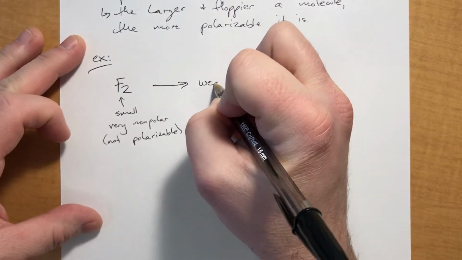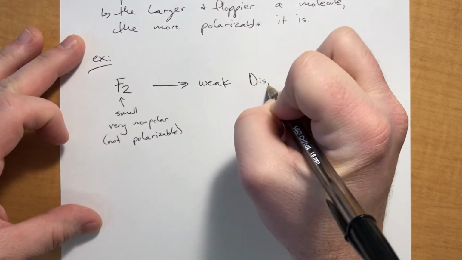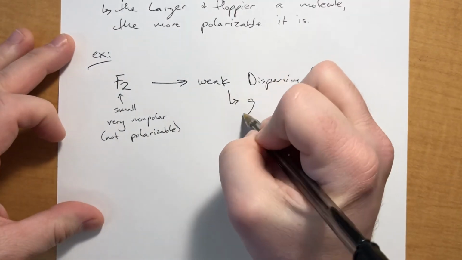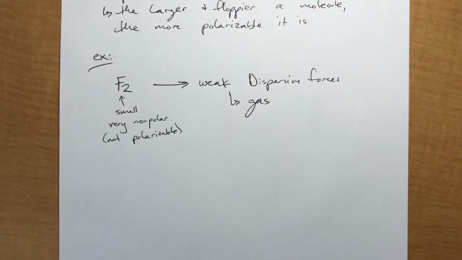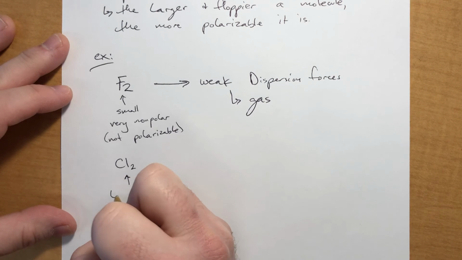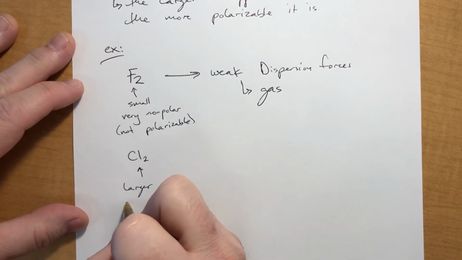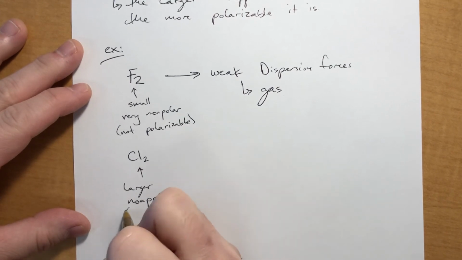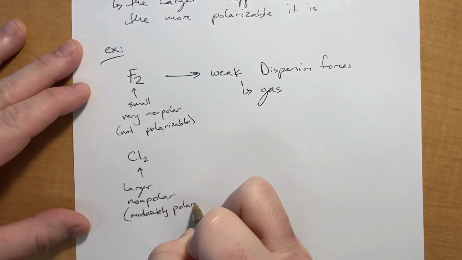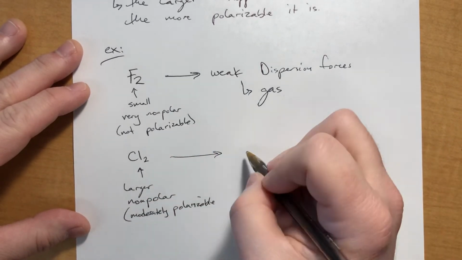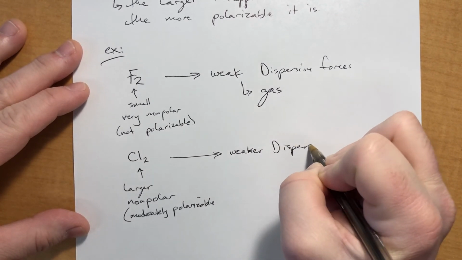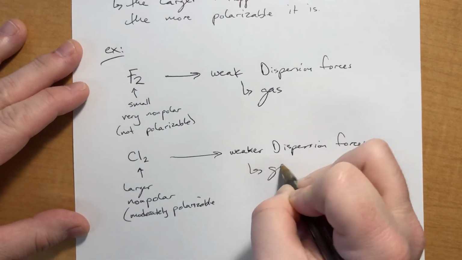And what we see is very weak dispersion forces. So there's not a whole lot holding them together, and the consequence of that is that it's going to exist as a gas. Okay, Cl2 is also small. It's a little bit larger, but it's still small. It's pretty nonpolar. Let's put moderately polarizable. So what we see is that it also has somewhat weaker dispersion forces, and it is also a gas.